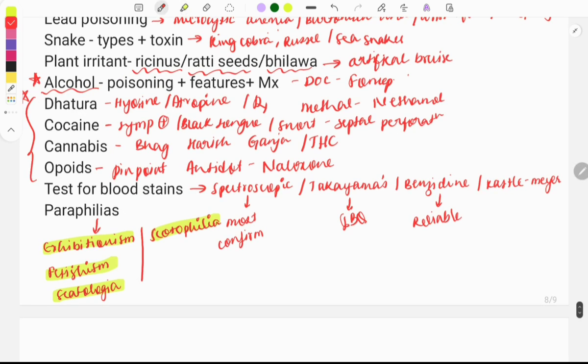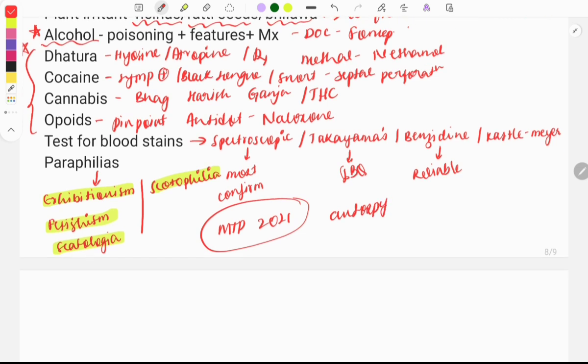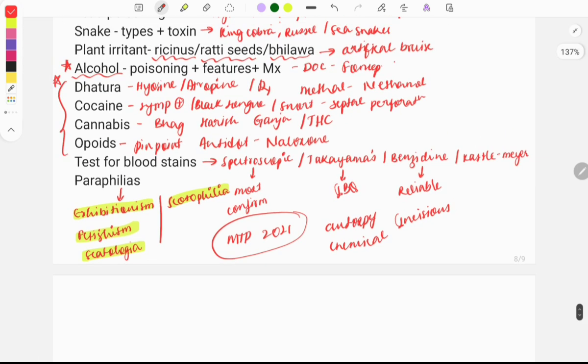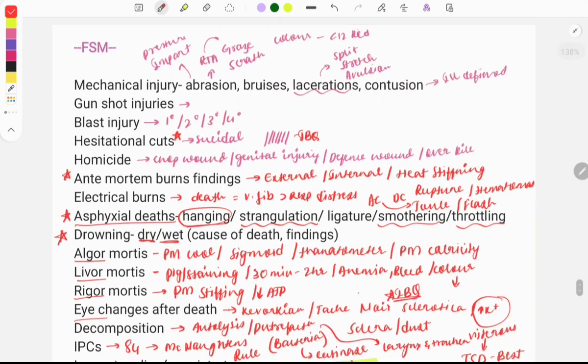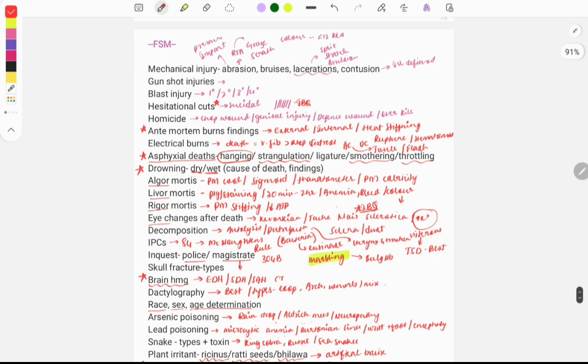Then various other topics also have questions asked, like the medical termination of pregnancy after 2021. So you need to know all the points related to this. Then the methods of autopsy, and you should know which kind of chemicals are used during the autopsy, and you also need to know the incisions made during the autopsy. So this was a list of the important topics which you need to learn before going to the FMGE exam. Most of the questions are asked from this list repeatedly.